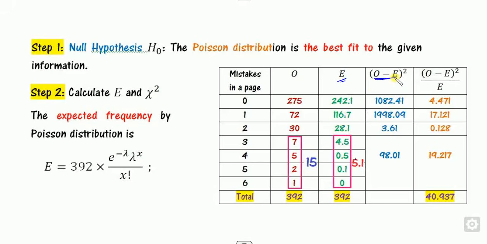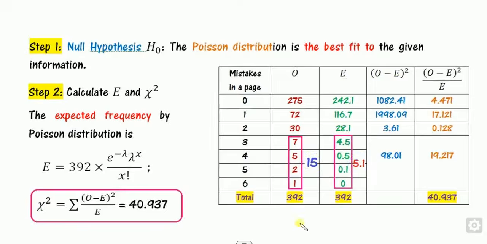Now you can find the O minus E. This minus this, this minus this, this minus this here, and 15 minus 5.1 here. And after that you will get this one. So the value of the chi-square is 40.9.